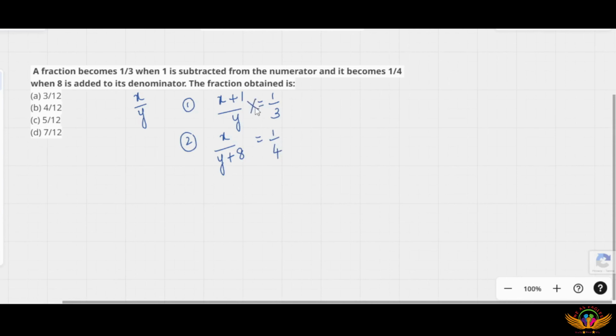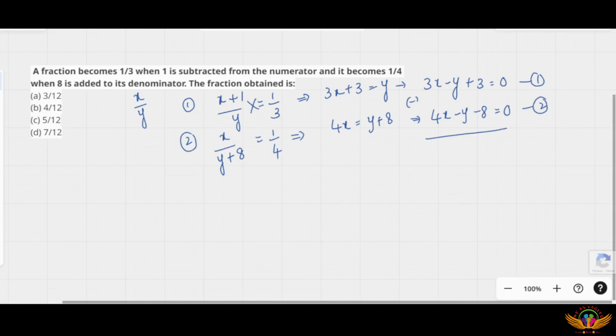So cross multiply. From the first equation we get 3x plus 3 is equal to y. That makes 3x minus y plus 3 is equal to 0. Done. From the second equation we get 4x is equal to y plus 8, that is 4x minus y minus 8 is equal to 0. Come on, let us subtract these two equations, equation number 1 and 2. Then the signs will be changed.